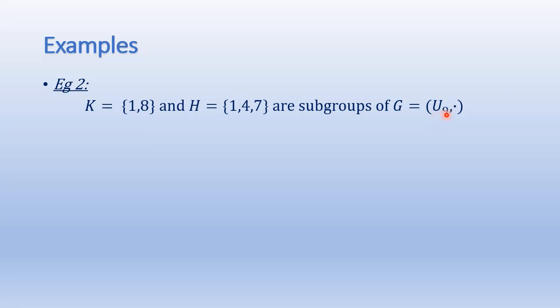From this set you collect only these two subsets. K is equal to the elements 1 and 8 and H is equal to the elements 1, 4 and 7. Under multiplication modulo n, 1 is the identity, so that belongs to this set. You may verify that 8 is the self-inverse and 4 and 7 are inverses to each other in this set U9. So you can verify these two are subgroups of G.